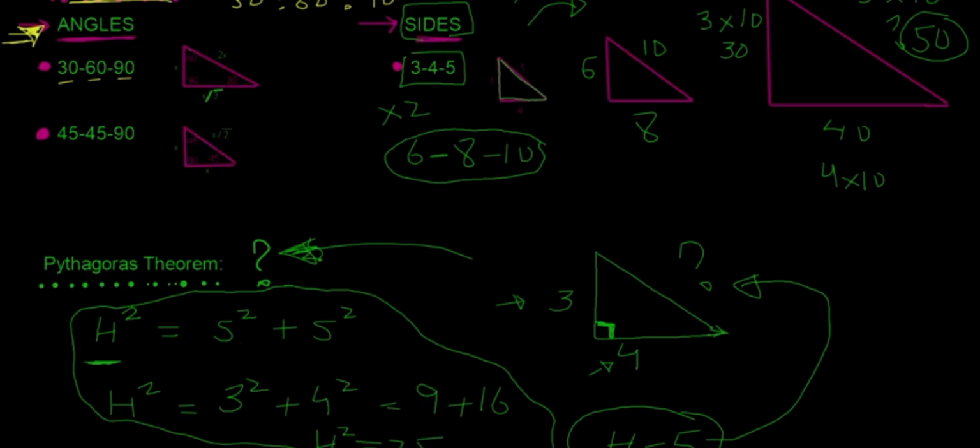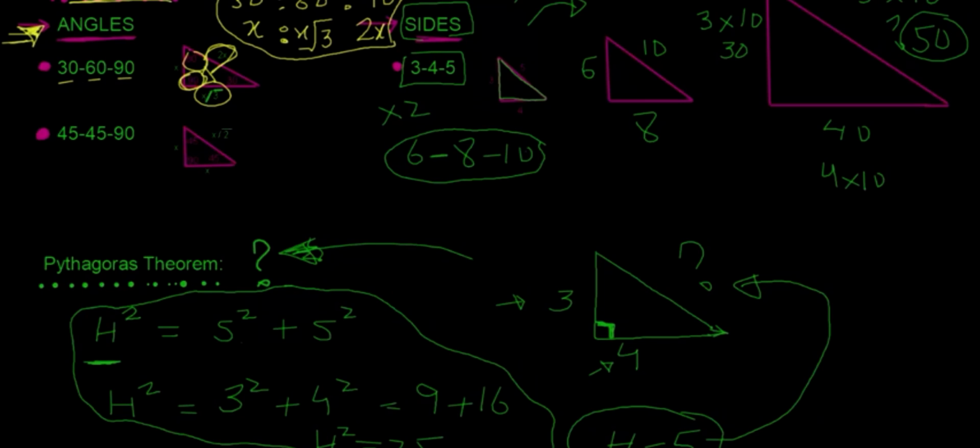What we need to remember about the 30, 60, 90 triangle is that the length opposite 30 is x, whatever the value is. The length opposite 60 is x root 3, and the length opposite 90, this one here, is double of what's opposite 30, 2x. So that's the angle ratio you want to remember.